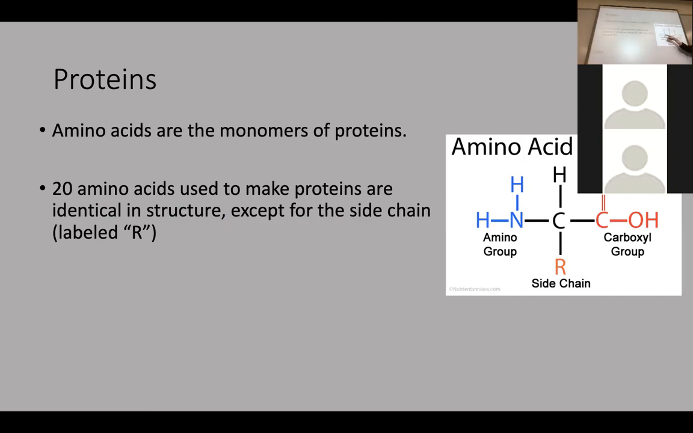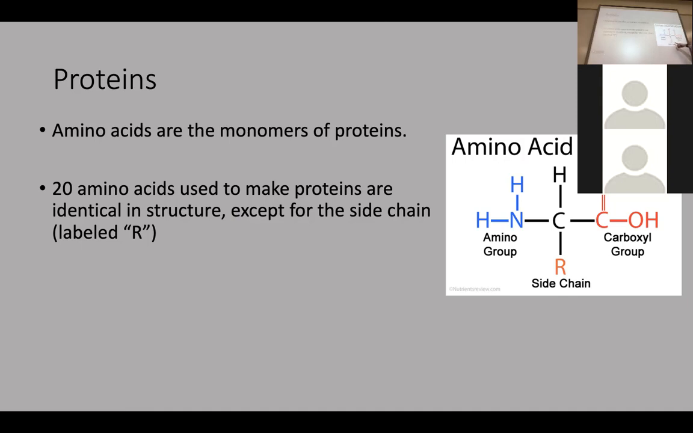Otherwise, all of the amino acids have, well, a central carbon, a carboxyl group. So there's our COOH again. That should look familiar. A hydrogen up here on its own, and then an amino group. So that's our NH2. Another functional group you should be familiar with. So you have amino, carboxyl, and then this R side chain is what makes each amino acid unique.